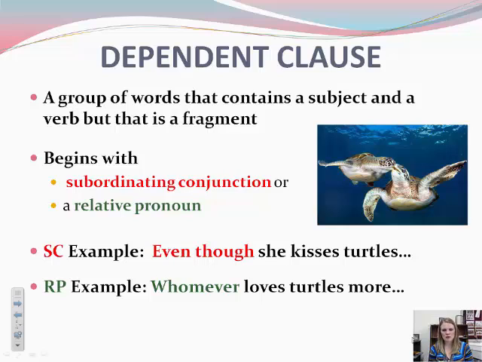Okay, so moving on to the notes portion, now that we're done with the review of the tough terms, a dependent clause is a group of words that contains a subject and a verb, but it is a fragment. It will begin with a subordinating conjunction or a relative pronoun. And just a couple examples of a dependent clause that begin with each one of those would be on the bottom there. Even though she kisses turtles, whomever loves turtles more. So just a reminder that all clauses, dependent and independent, must have subjects and verbs, and relative pronouns like whomever are often the subject of the relative clause.